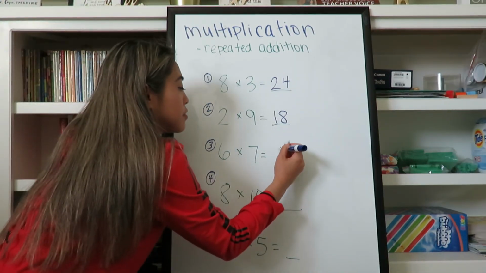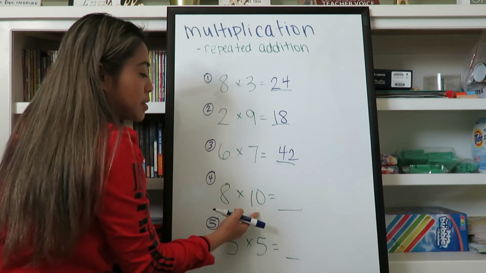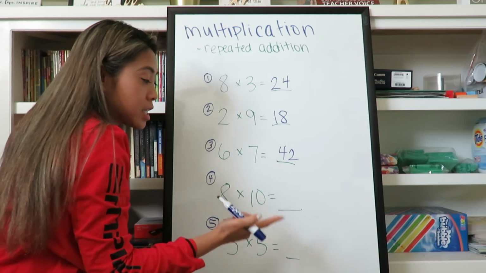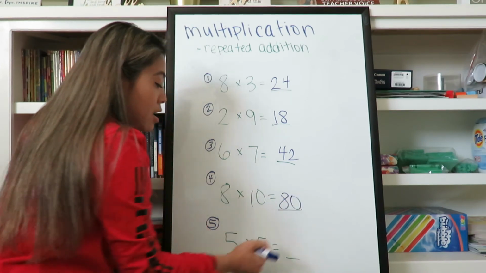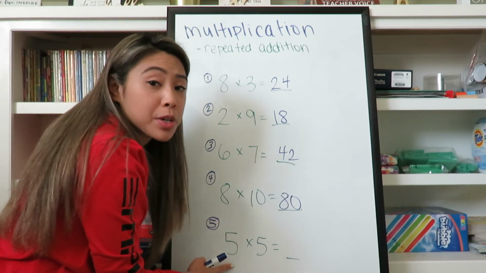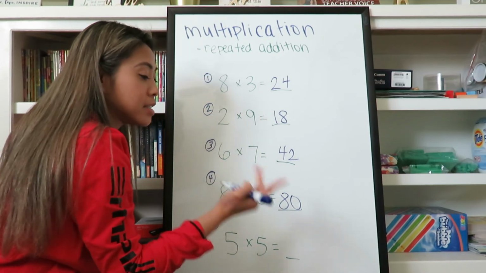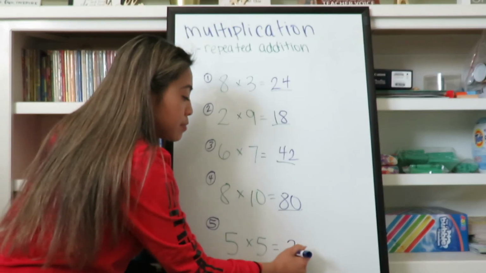6 times 7 is 42. 8 times 10, we can skip count by 10s 8 times. So 10, 20, 30, 40, 50, 60, 70, 80. And then 5 times 5, I don't need to show my work for this. I can skip count by 5s. How many times? 5 times. 5, 10, 15, 20, 25.